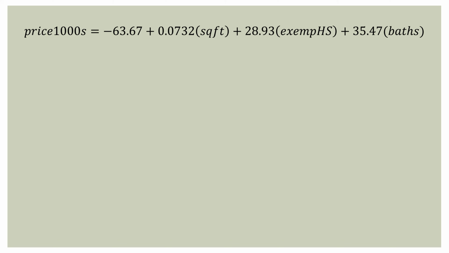So let's have some fun and go back into the real world just for a couple minutes. So here is our regression equation from the previous slide that we had, our final model. So we have our intercept, then we have our square footage coefficient, our exemplary high school coefficient, and our number of bathrooms coefficient. So what does this mean? Well, remember, everything's in thousands, so we have to multiply everything by 1,000. So our square footage variable means that each square foot of the home has a value of $73.20. That's how we interpret that.